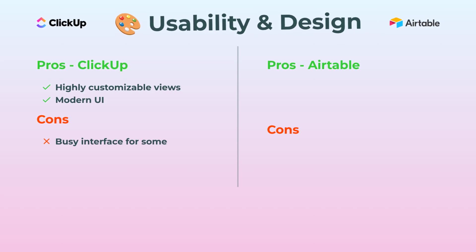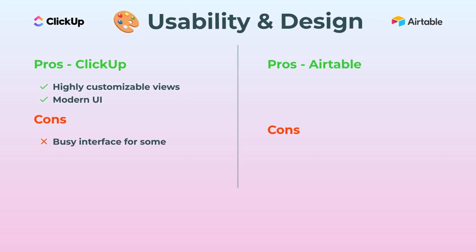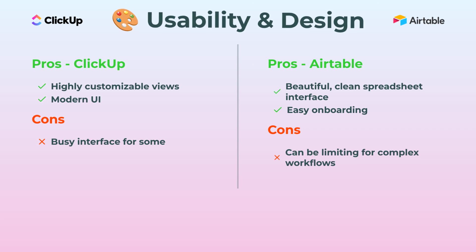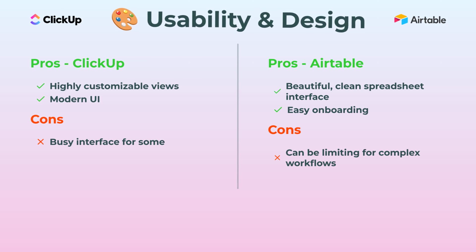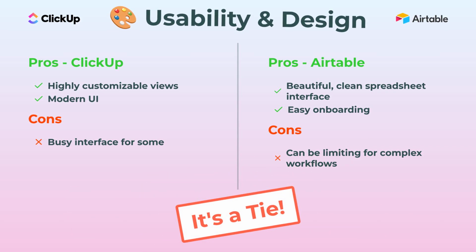Switching gears, let's get into usability and design. This one's kinda interesting because, honestly, both are nice to use, but for different reasons. ClickUp, super customizable, with tons of different views to fit your vibe. The interface is modern, but sometimes it gets busy. Like, you open it and kinda wish you had sunglasses. Airtable, on the other hand, is just clean. Spreadsheets that look actually fun to use, not something you say every day. Onboarding feels breezy. Maybe a bit too simple if your workflow is wild, but still, can't fault the looks, so honestly I can't pick a stronger one. They both have their appeal, it's a total tie.